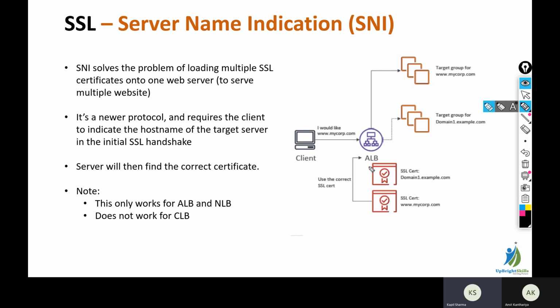The request is coming to the application load balancer. It will go and check the target group, and with that target group, it will also check the SSL certificate and take that certificate and serve your request. So it will use the correct SSL certificate. If it is going to mycorp.com, it will take this certificate and serve your request. And if you're going to a different domain like domain1.example.com, it will take this certificate and serve your request. The server will then find the correct certificate, and based on that certificate, it will serve your traffic.